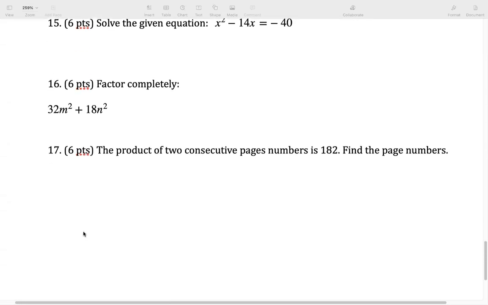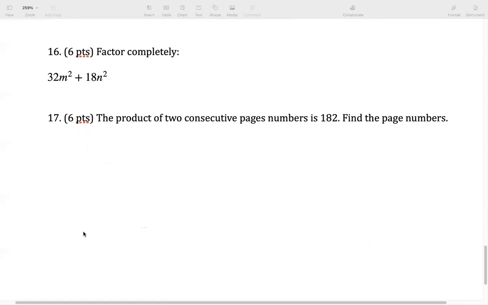Last two questions, 16 and 17. 16, factor completely. So first we check common factors of 32 and 18. 32 is 2 times 16. 18 is 2 times 9. So the only common factor is 2 times 16m squared plus 9n squared.